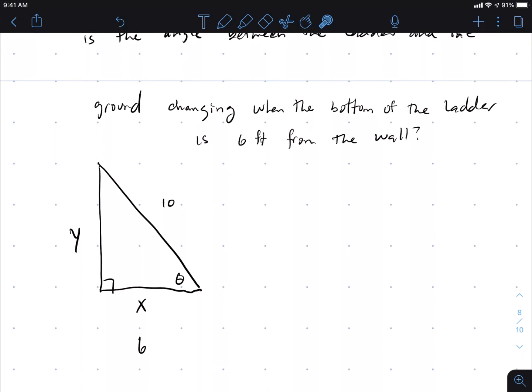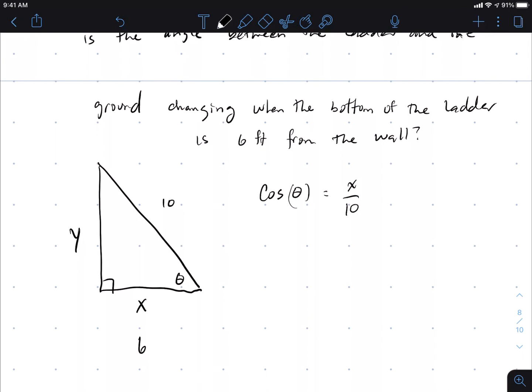So what can I use that's going to use the angle, that's going to use the x and the 10? Well, this is adjacent, this is hypotenuse. So what uses adjacent and hypotenuse? The cosine. So we're going to say, all right, cosine theta is going to be equal to x over 10. Okay? Because we're trying to find out what the derivative is in the general.